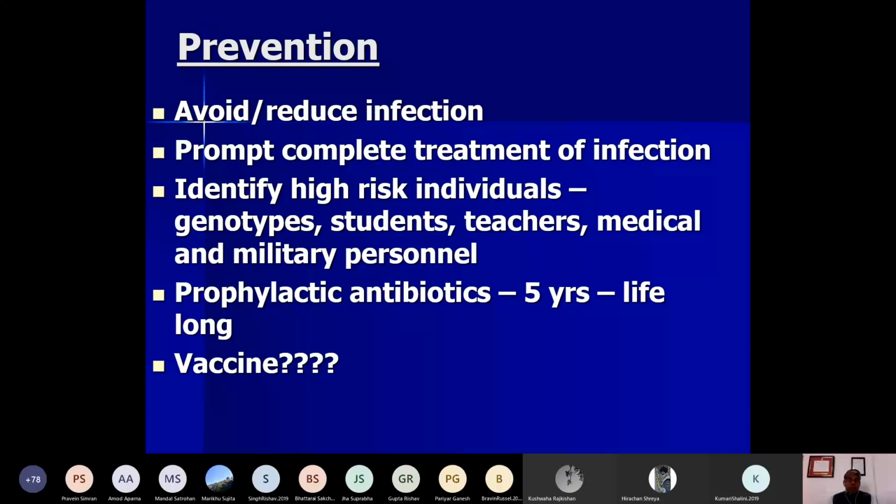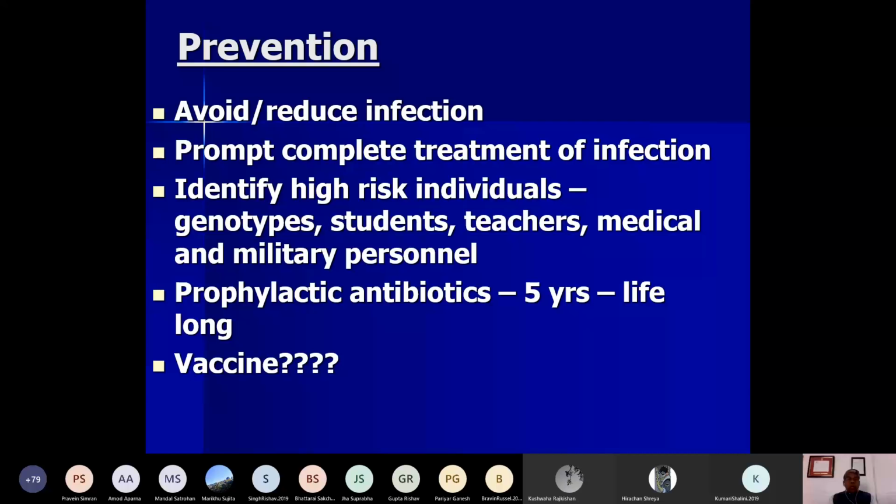Certain individuals are at high risk because of their genotypes or because of their exposure to other students, other teachers, or other personnel who might be carrying the streptococcal organism, and therefore they also need to be identified and guided accordingly to take precautions.